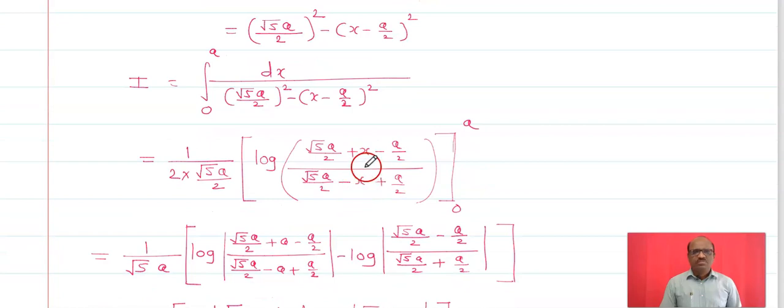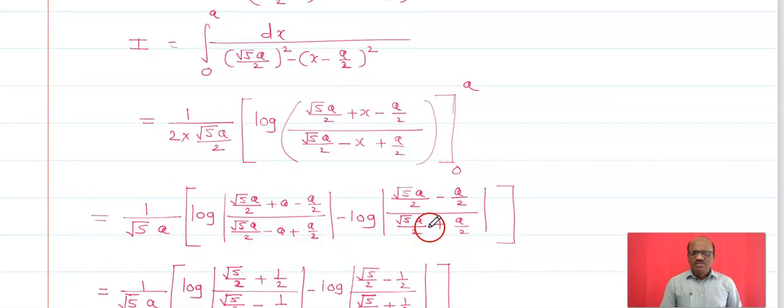Now substitute, replace the a by x, and then you will get 1 upon, these two get cancelled, 1 upon root of 5a log of, where x is replaced by a, log of in mod root of 5a upon 2 plus a minus a by 2 upon root of 5a upon 2 minus a plus a by 2, minus log of root of 5a upon 2 minus a by 2 upon root of 5a upon 2 plus a upon 2, mod sign complete.